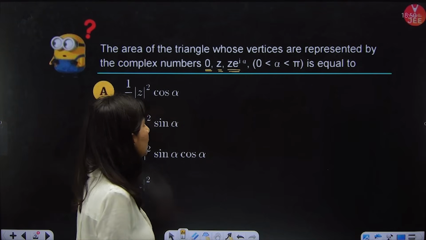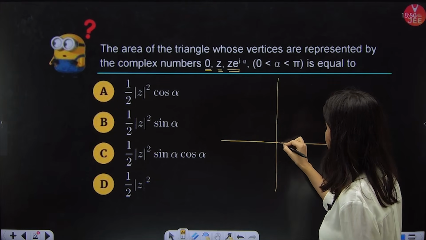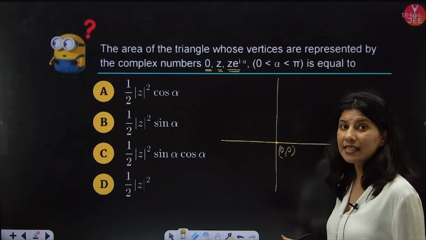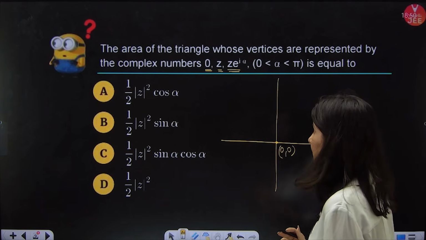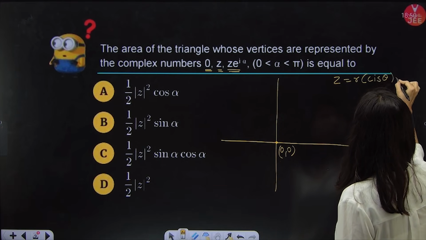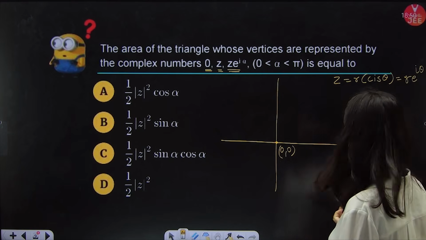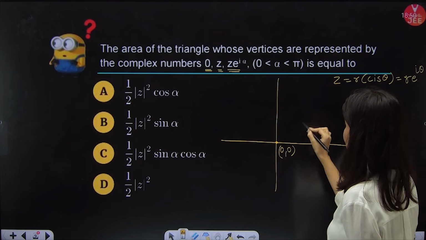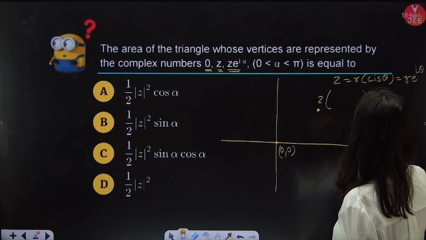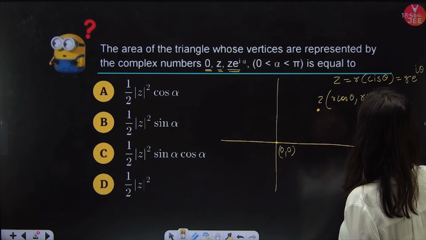Understand, first is origin 0, 0. First vertex is origin. Second is z. Now z, you know that z is r cis theta or r e raised to power iota theta. This is your z, right? So second vertex has coordinate z, or it can be r cos theta comma r sin theta, correct?